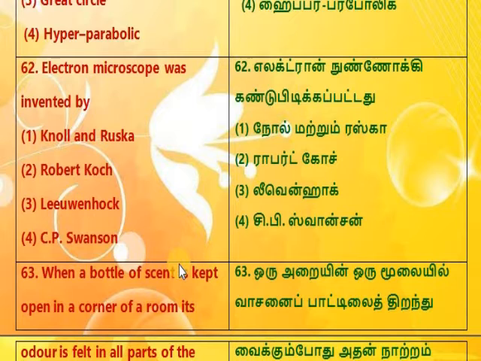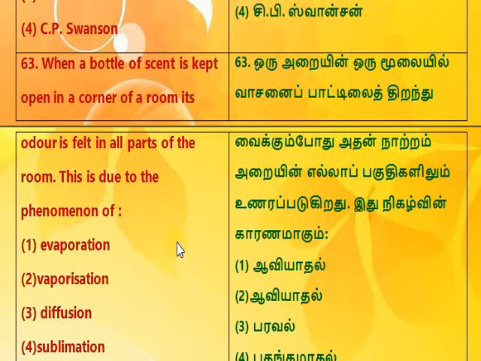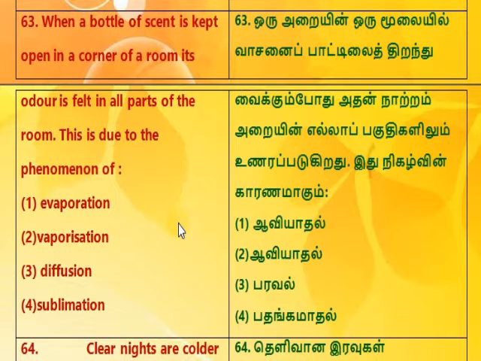62. Electron microscope was invented by 1. Knoll and Ruska, 2. Robert Koch, 3. Leeuwenhoek, 4. C.P. Swanson. 63. When a bottle of scent is kept open in a corner of a room, its odor is felt in all parts of the room. This is due to the phenomenon of 1. Evaporation, 2. Vaporization, 3. Diffusion, 4. Sublimation.